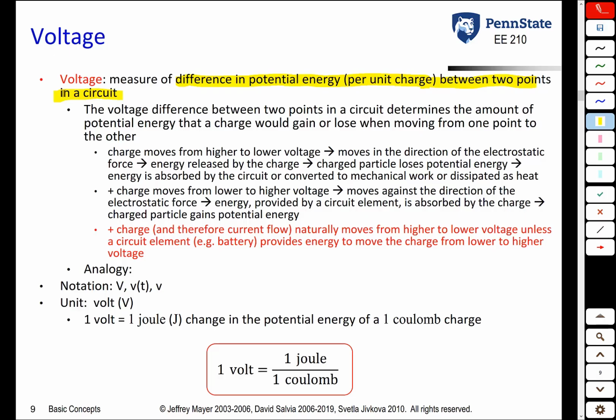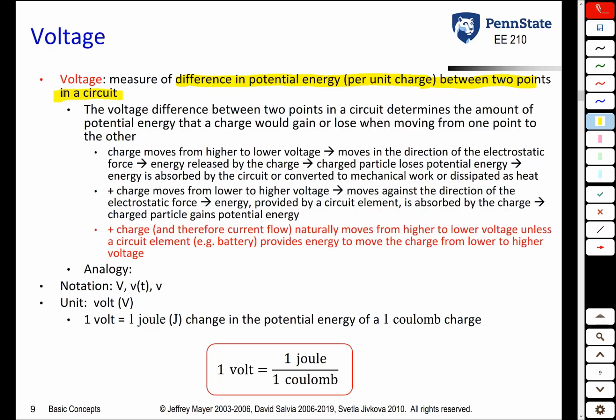On the other hand, suppose you're moving a charge from a lower to a higher voltage. This is like rolling a ball up a hill. This requires energy to be put into the charge. That energy is absorbed by the charge in the form of potential energy to be used later on when that charge moves back down to a lower voltage.